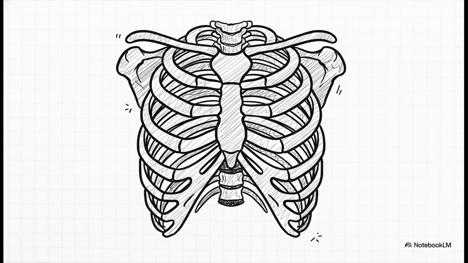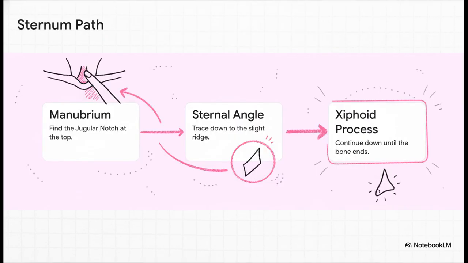Moving to the front, we've got the rib cage, the body's own personal armor. Let's find the key landmarks on the anterior or front side. We'll start at the very top. Feel for that soft little dip at the base of your throat. That's the jugular notch, and it's part of the manubrium. Now trace your finger down the center of your chest, and you'll feel a slight ridge or angle. That's the sternal angle. Keep going down until the bone ends in a point.